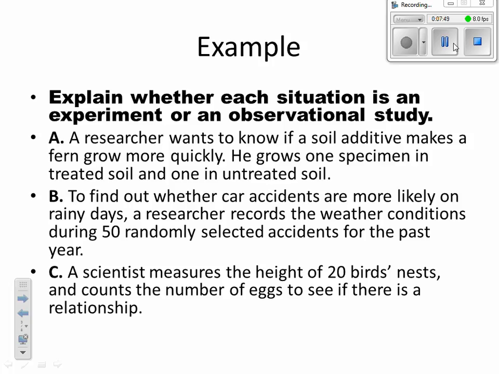No. Is he putting eggs in that nest? No. So all he's doing is seeing that there is a bird nest and counting the eggs that are in that nest. So we would say that is an observational study.